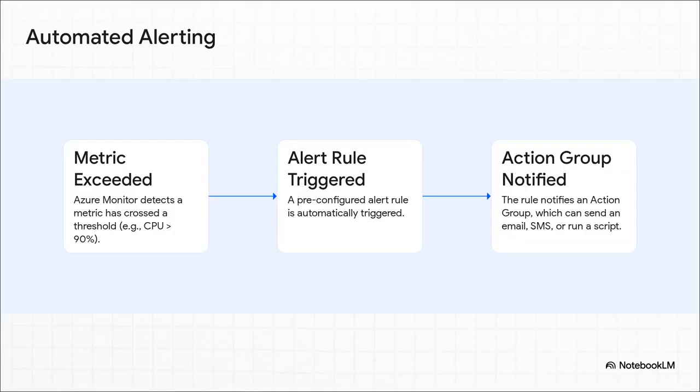And here's the really smart part. They don't just sit there staring at dashboards. A good administrator automates this whole process. They set up alert rules. For instance, a rule might say, if Azure Monitor sees a server CPU pinned at over 90% for 5 minutes straight, trigger an alert. That alert then notifies an action group, which can send an email, a text message, or even kick off an automated script to try and fix the problem itself. The key is, they find out about problems proactively, often before any real users are even affected.